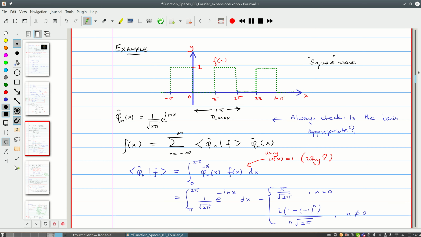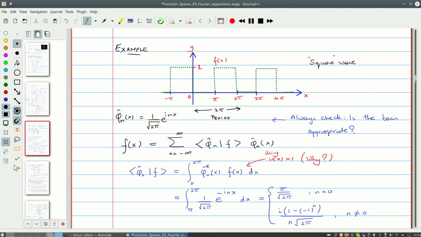Okay, so let's see how this works then. Take an example of a square wave. Now I've chosen a square wave so that it has period 0 to 2 pi, so the period is 2 pi, and it's 0 in the range 0 to pi, and then it's 1 from pi to 2 pi. I've called it square in quotations here because the height is 1 and the width is pi, so that hardly looks square, but that's what we tend to call these things.